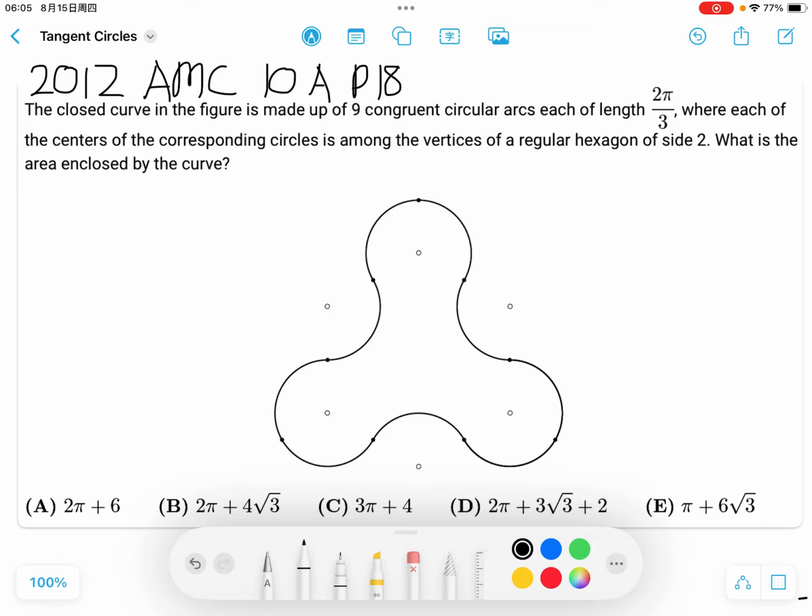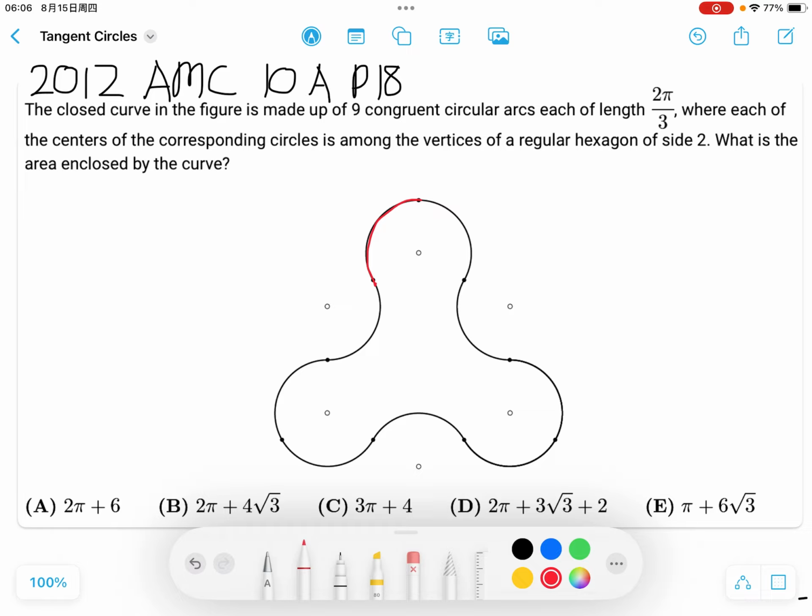Today let's talk about 2012 AMC 10A Problem 18. The closed curve in the figure is made up of 9 congruent circular arcs, each of length 2 pi over 3. So, before we continue to read the problem, what arcs are we referring to?